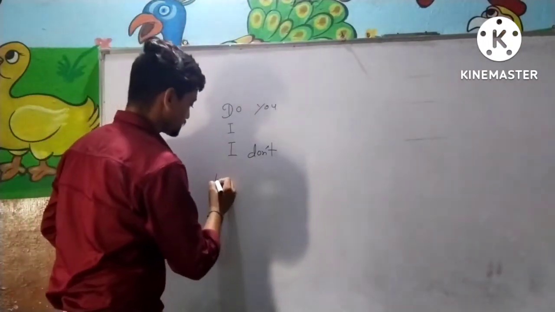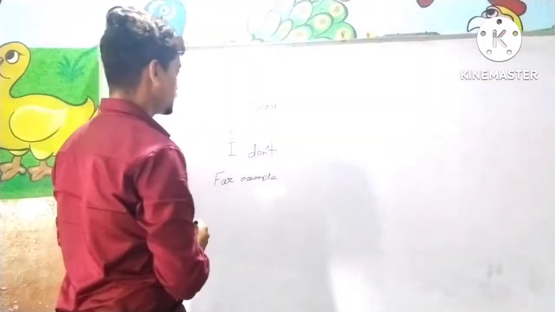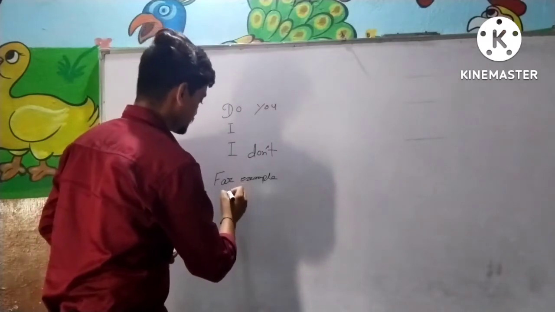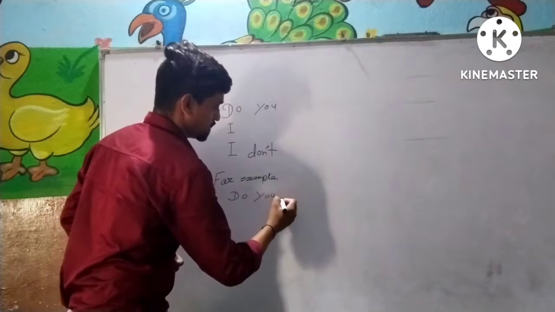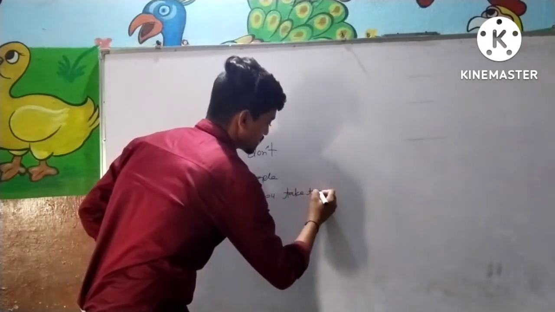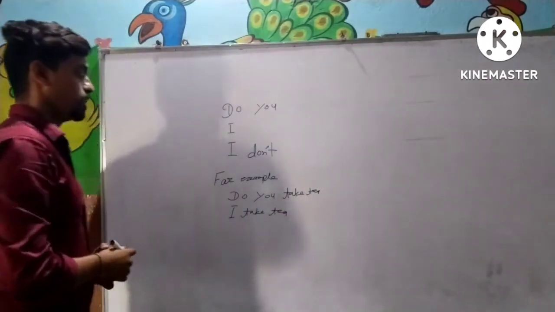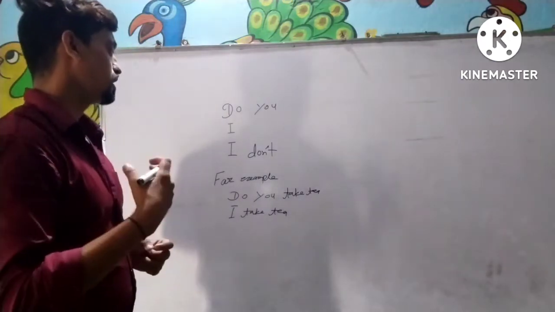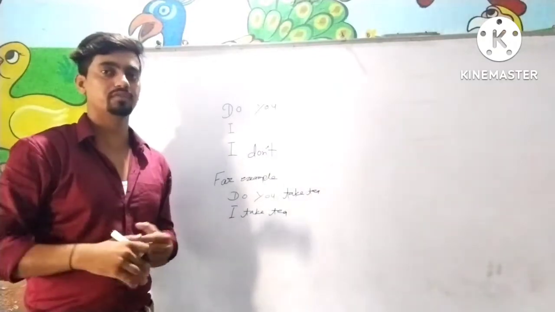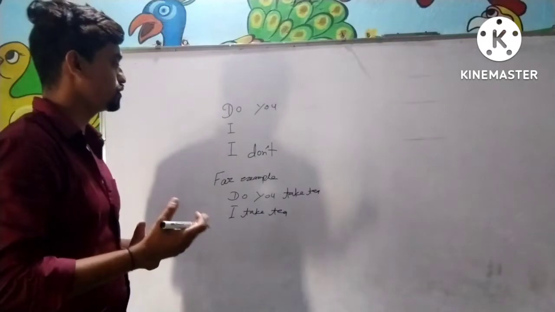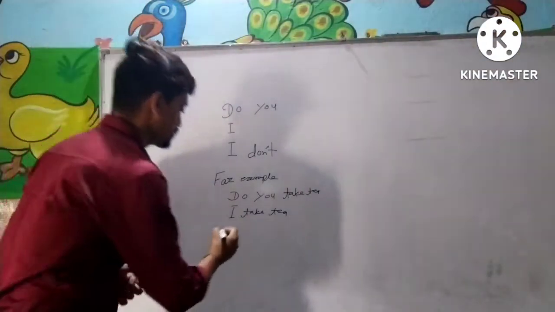For example: Do you take tea? I take tea. If we are asking the question, we will say "do you take tea?" If we are answering, we will say "I take tea". We use the first form in both. And if we want to refuse, we will use the first form with "I don't".